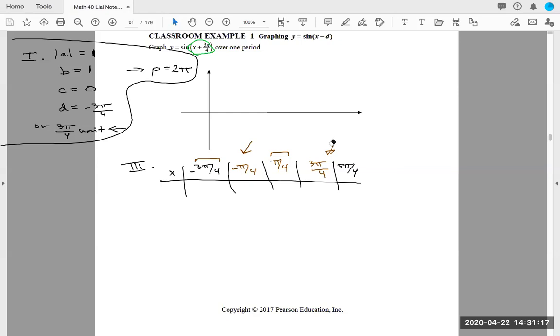So let's go ahead and erase. Actually, I'm going to wait on putting the graph together, sorry. All right, now for part 4, we need to find our y values.